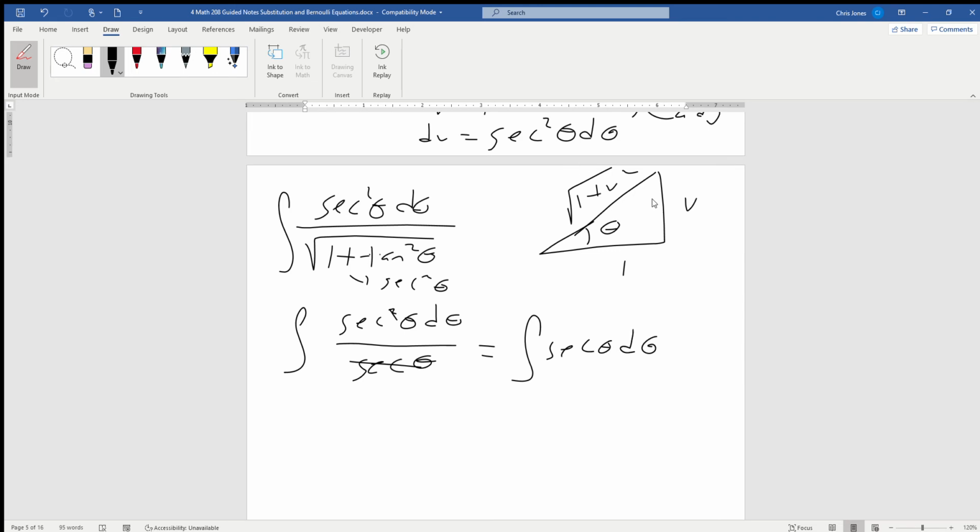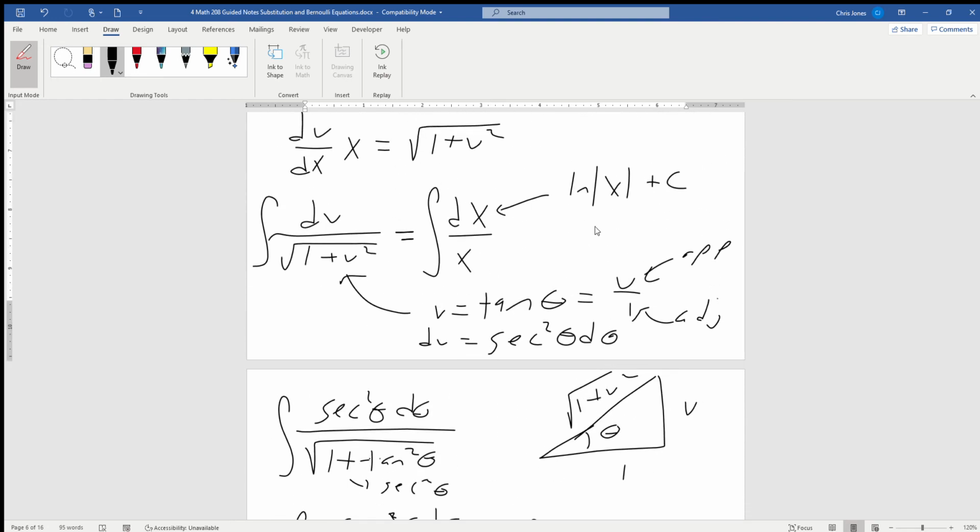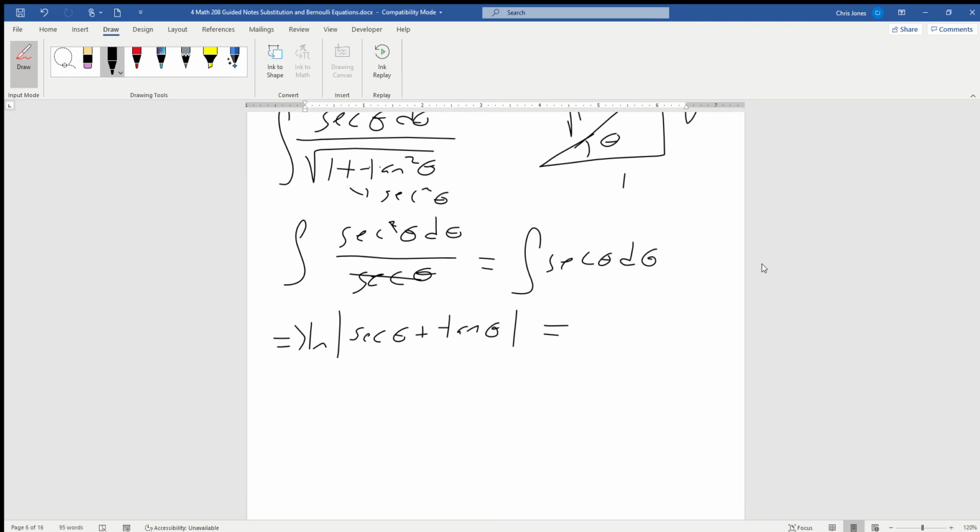All right? And now we're going to look at that list of integrals. The list of integrals suggests that the antiderivative of secant is going to be the natural log of secant plus tangent. All right? So this is going to be equal to ln of the absolute value of sec theta plus tan theta. Right? And then also remember, earlier in the problem, that we took the antiderivative of the right-hand side and we got ln x plus c.